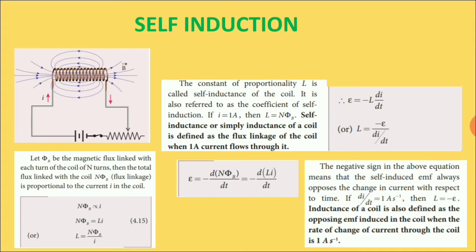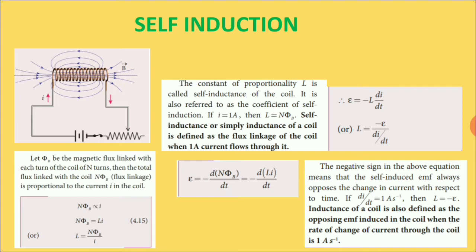Psi is equal to minus d of N phi_B by dt, and N phi_B is equal to LI. So minus d of LI by dt. So psi is equal to minus L into dI by dt. Now you can get the value of self-inductance L. So L is equal to minus psi by dI by dt.